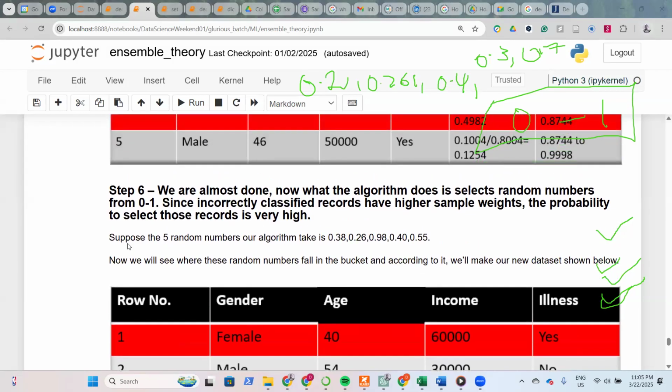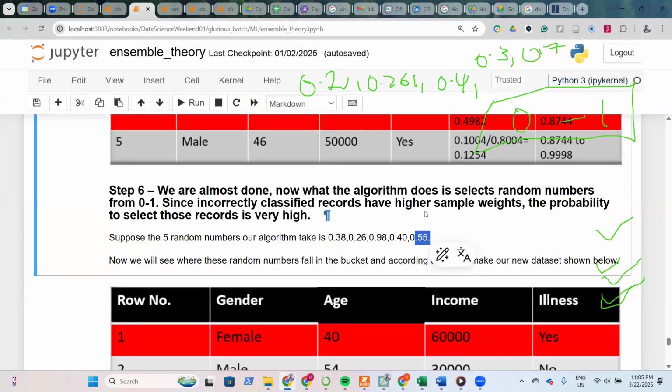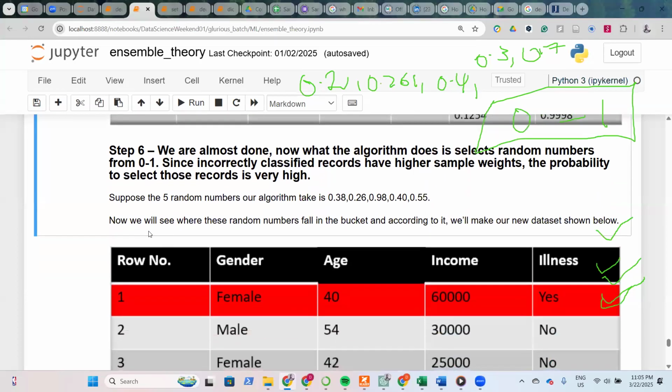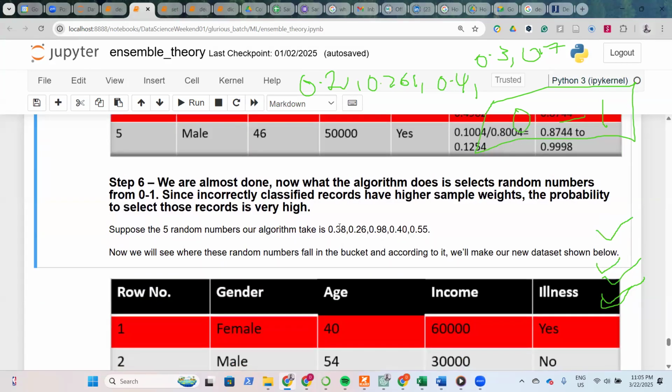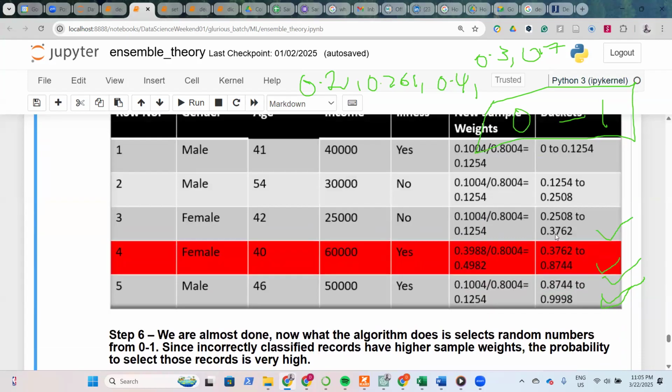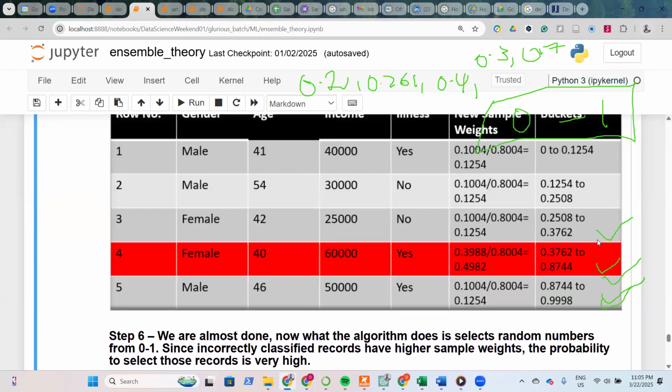Suppose there are 5 random numbers the algorithm can take. I chose 0.3, 0.2, 0.9, 0.4. I just pick random numbers, just like you have picked. Now we will see where these random numbers fall in the buckets, and according to it, we will make our new data set shown below. So I pick 0.38. 0.38 falls in the fourth bucket.